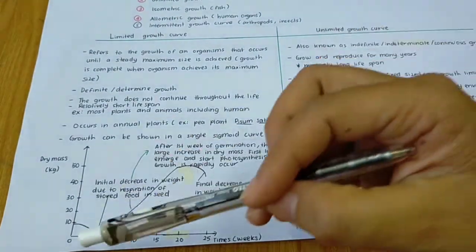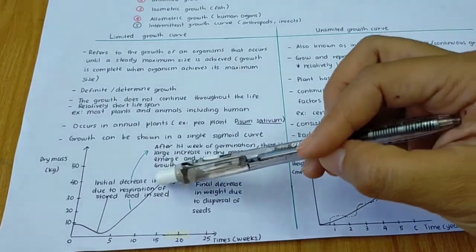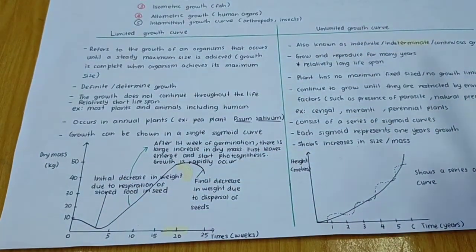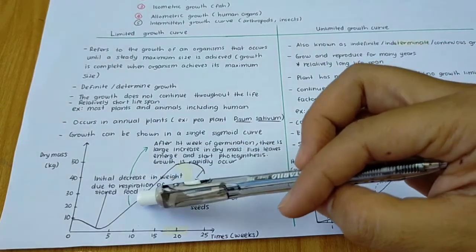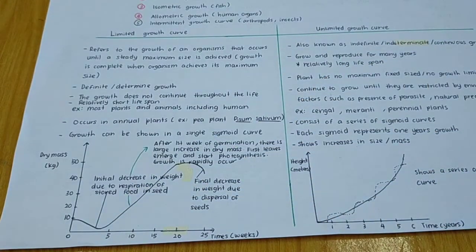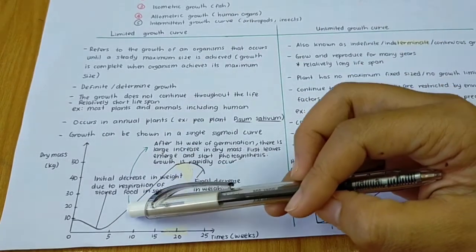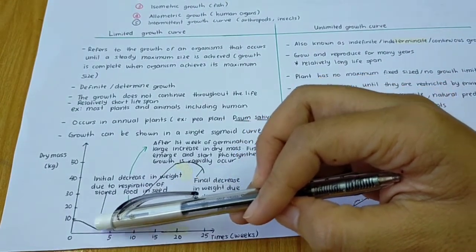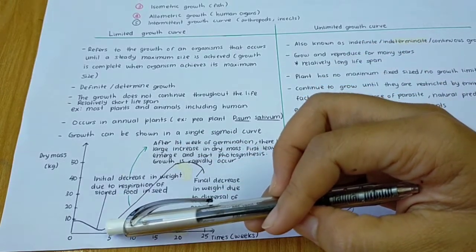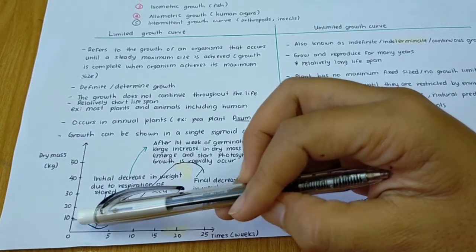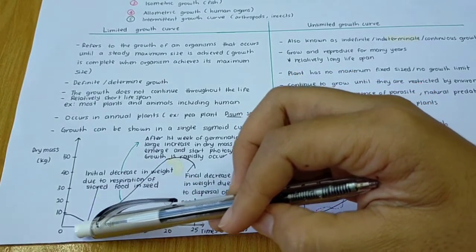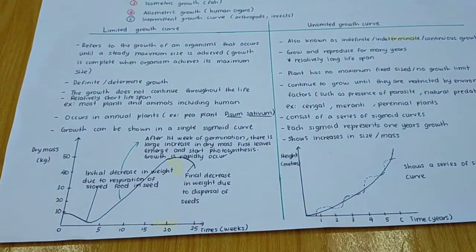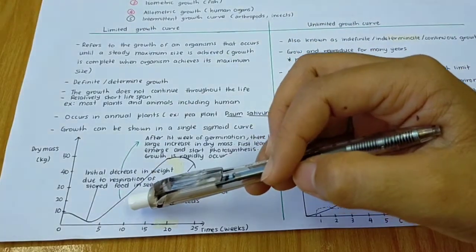So kalau kita tengok dekat sini, okay, this is the curve shown by the limited growth curve. Dekat sini ni adalah the curve that represents annual plants. Contohnya di sini adalah pea plant ataupun Pisum sativa. So kalau kita tengok based on the graph, kita akan nampak at the beginning of the graph dia akan decline dekat sini. So initial decrease in weight due to respiration of store food in seed. Kenapa boleh berlakunya initial decrease in weight? Because due to the respiration of store food in seed.